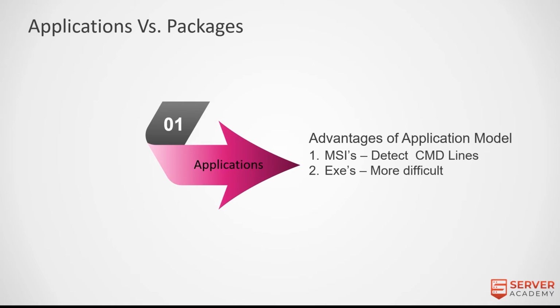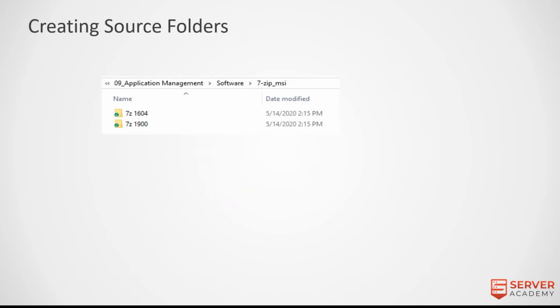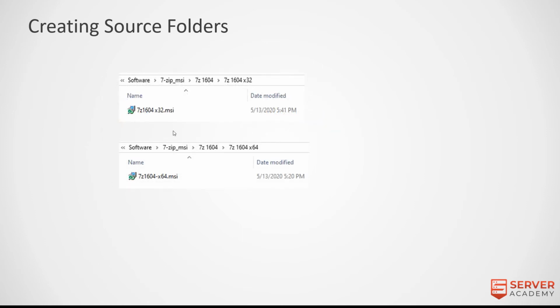Creating applications. First, you'll want to create your source folder. Create a folder for each version of the software you intend to deploy. In our example, I've created a folder for version 1604 and another folder for version 1900. That way you avoid confusion and you've lessened the chances of making a mistake and deploying the wrong version to the client. You can take this one step further if you plan on deploying software that is 32 and 64-bit by creating separate folders for those as well.